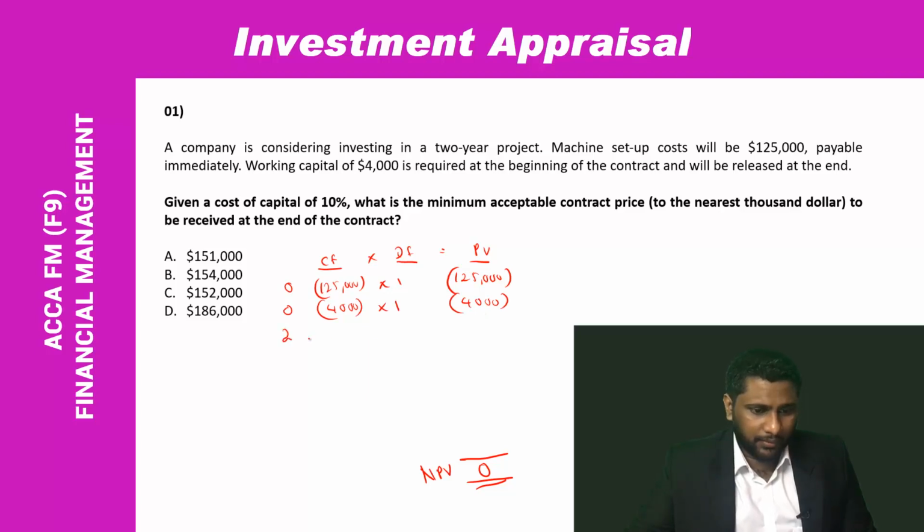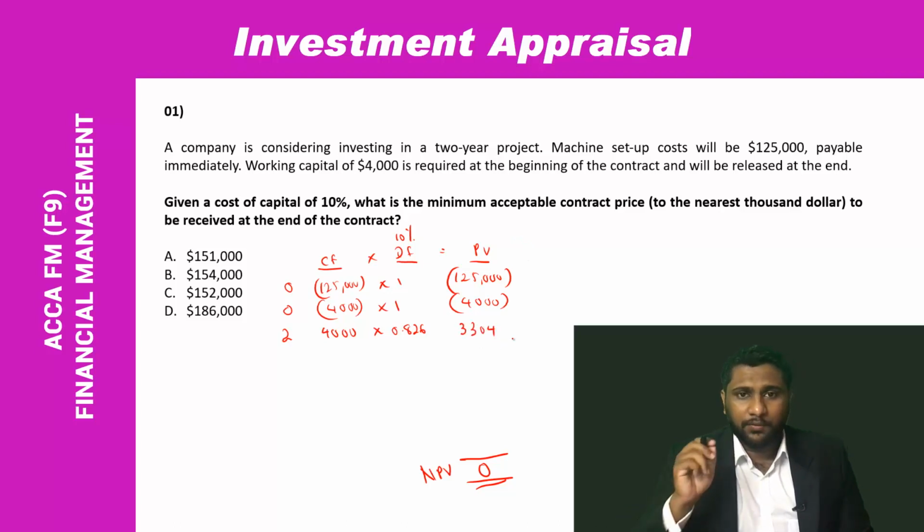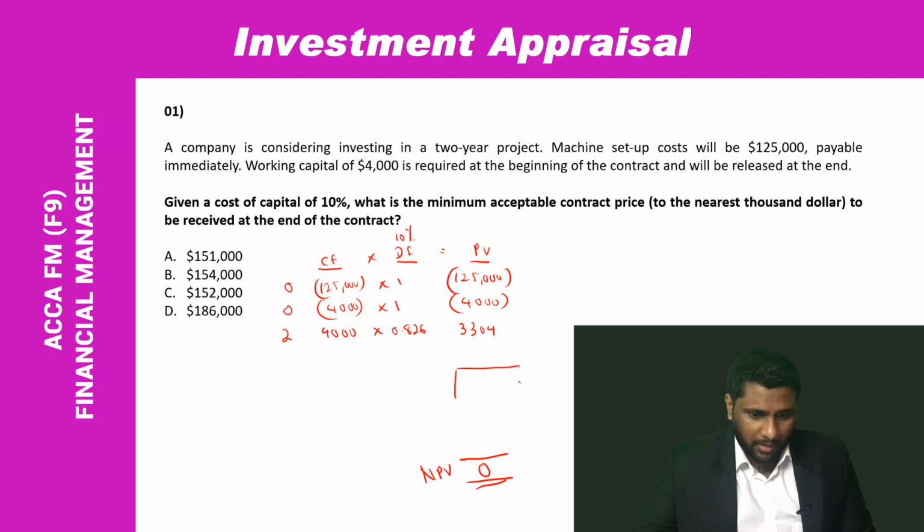And at the end of 2 years, you can recover the working capital that you have invested. Here the discounting factor under 10%, 2 years, how much are you getting? 0.826. So here 4,000 into 0.826, it's 3,304. So what you have to understand is, for you to get the 0 NPV, how much present value you should get. So let's do the calculation and see.